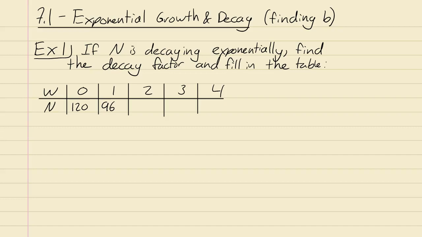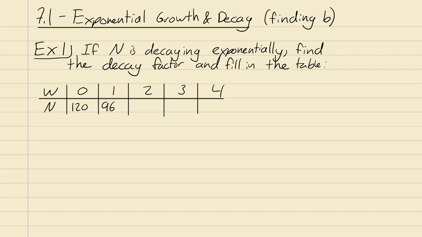So here is a couple examples of how to find what we call b in an exponential equation, where you have exponential growth or exponential decay. For this first one, we'll see if n is decaying exponentially here. So n is going from 120 to 96 as w goes from 0 to 1. We're going to try to continue this exponential pattern and find the decay factor that we need, and then use that to fill in the rest of the table.